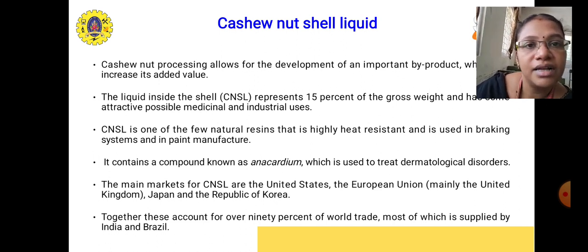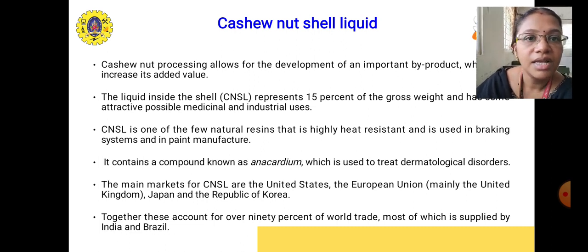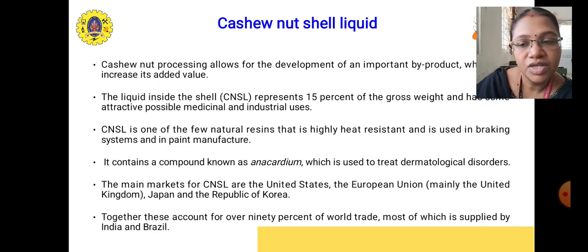We also call this liquid a resin, and it contains a compound known as anacardic acid. We all know the scientific name of cashew is Anacardium. This compound is used to treat skin related disorders, that is, dermatological disorders.